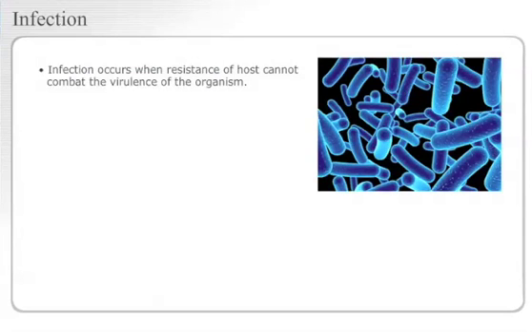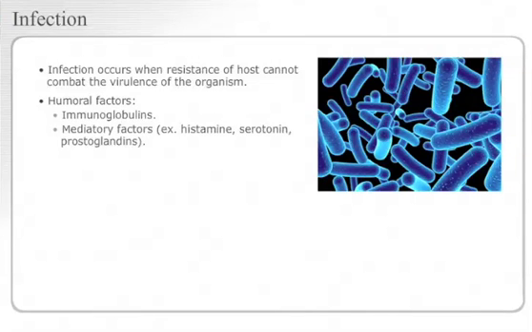Infection occurs when the resistance of the host cannot combat the virulence of the organism. The resistance of the host, or the host's immune system, is affected by humoral, cellular, and local factors. The humoral factors include circulating immunoglobulins that prevent colonization of microbes and assist in destroying microbes, and mediatory factors, for example, histamine, serotonin, and prostaglandins that help the inflammatory response to control infection.